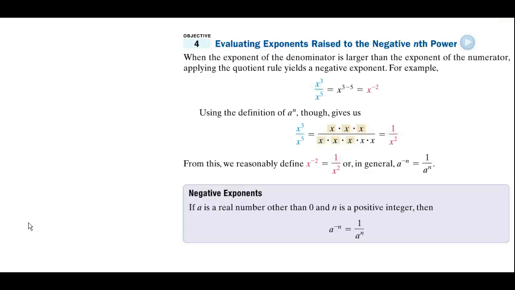Now, in objective 4, we're going to take a look at negative powers. So let's take a look at that. Suppose we had x to the 3rd over x to the 5th now. Well, if we did what we said, we're going to take our 5, subtract it from the 3. This is a 5 here. And we now get in the numerator x to the negative 2.